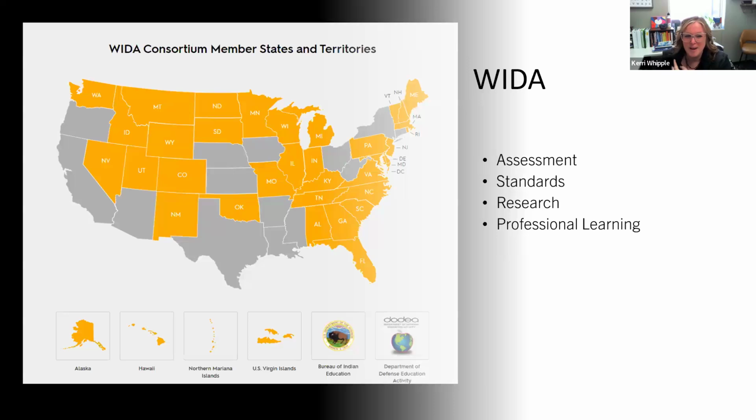The first thing to tell you about is the WIDA Consortium. WIDA stands for World-Class Instructional Design and Assessment. It includes a number of states, as you can see here in yellow, as well as some territories and other governmental agencies. This consortium provides us with our annual assessment, our screener, and English language development standards. They do lots of great research, and professional learning is available on their online portal.